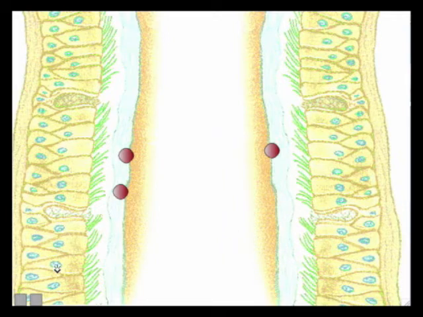Well, once these particles get trapped in this sticky mucus of the airways, the particles have to be moved upward away from the lungs. Otherwise, the particles would just keep getting stuck here, and eventually you get too many particles there, and that wouldn't be healthy.